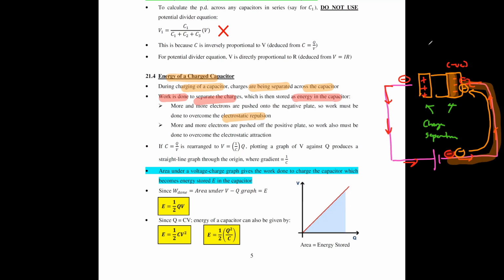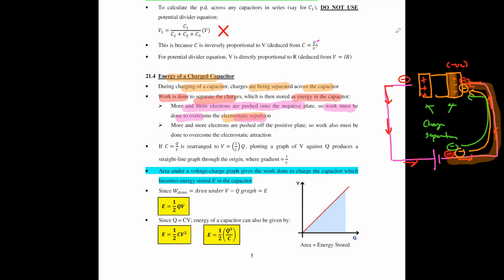Now if you consider a third electron moving towards this plate, it again encounters an even larger repulsion, because this time your negative charge is caused by two electrons. You're going to have a larger repulsion here, so you have to push it more and do more work. So when you push more and more electrons to the negative plate, you definitely must do work in order to overcome the electrostatic repulsion. The same argument also applies to the other plate, the positive plate.